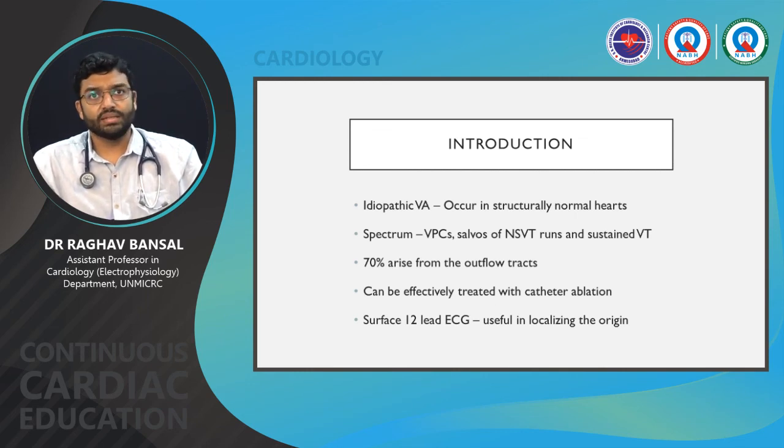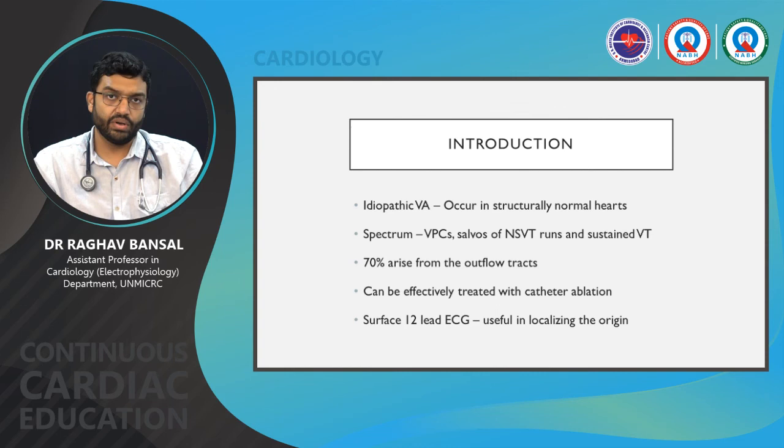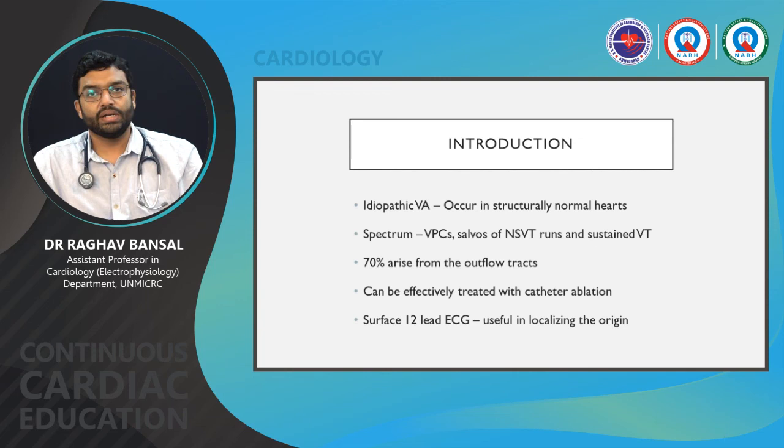Important to recognize that around 70 to 80% of these arrhythmias arise from the outflow tracts, which might be either the right ventricular outflow tract or the left ventricular outflow tract, and they can be effectively treated with catheter ablation if they are troublesome. So, surface 12-lead ECG, why is it important? Because it is useful in localizing the precise origin of the ventricular arrhythmia. So, it helps the electrophysiologist while ablating. We can map in that region to find the exact origin and ablate it.